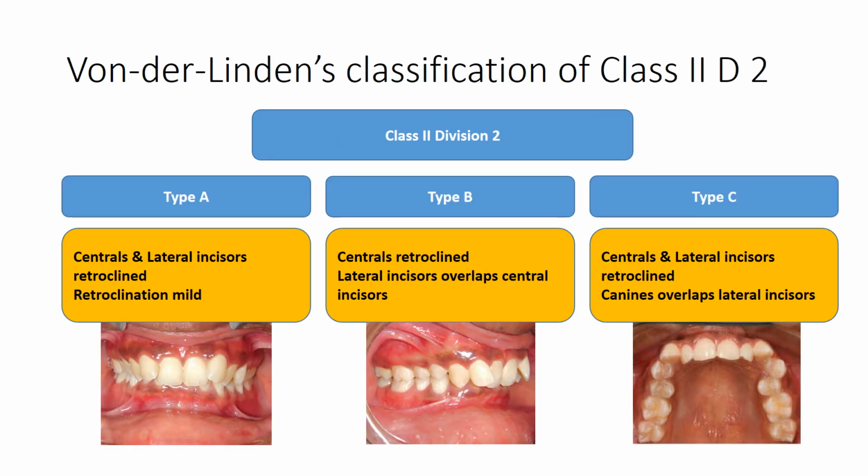Van der Linden's classification of class 2 division 2 divides it into three types, namely type A, type B and type C. In type A, both the central and lateral incisors are retroclined, but the retroclination is mild. Whereas in type B, only the centrals are retroclined, whereby the lateral incisor overlaps the central incisors. In type C, both centrals and laterals are retroclined with the canines overlapping the lateral incisors.